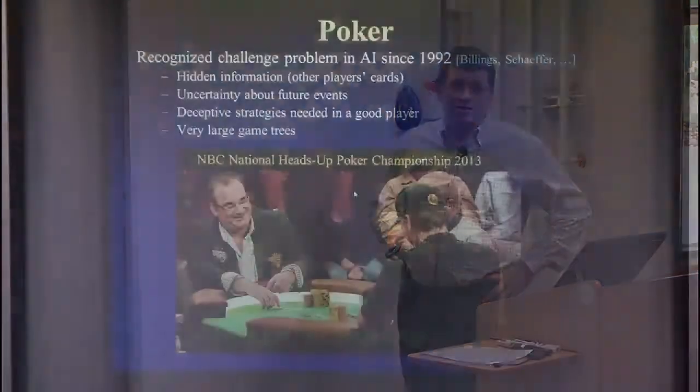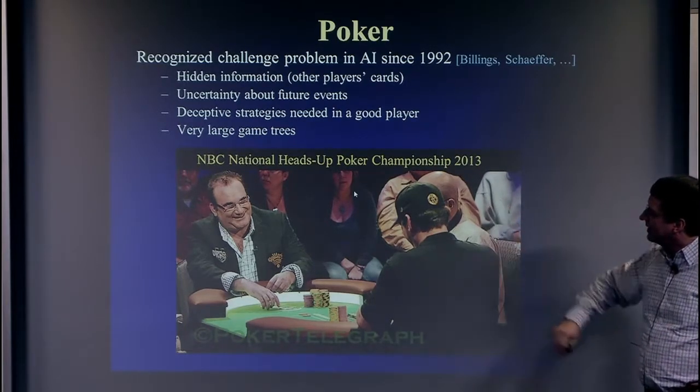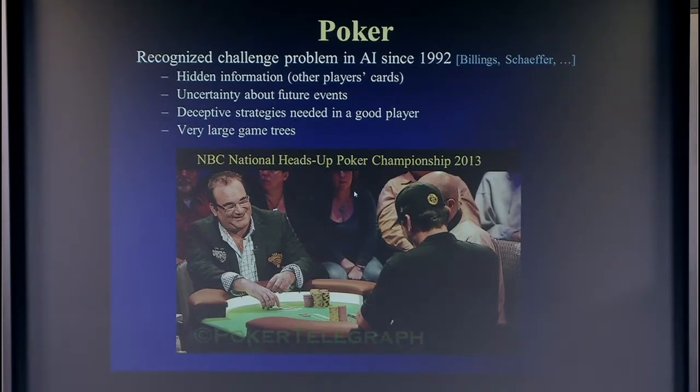Poker has become really the benchmark. I wouldn't call it an application, but the benchmark for testing these different types of algorithms, and different groups work on the same problems, build on each other's results, publish, and get better and better over time. I'll show you these graphs over time, and it's been truly amazing how much improvement there's been. In poker, there's hidden information, of course, and uncertainty about future events. You need deceptive strategies to play well, and the game trees are very large. Here's an example from TV. This is Heads Up No Limit Texas Hold'em. You see a little bit of this on TV, but most of it happens actually on the internet, ranging from tiny stakes to huge stakes, where individual pots can be over $1 million.